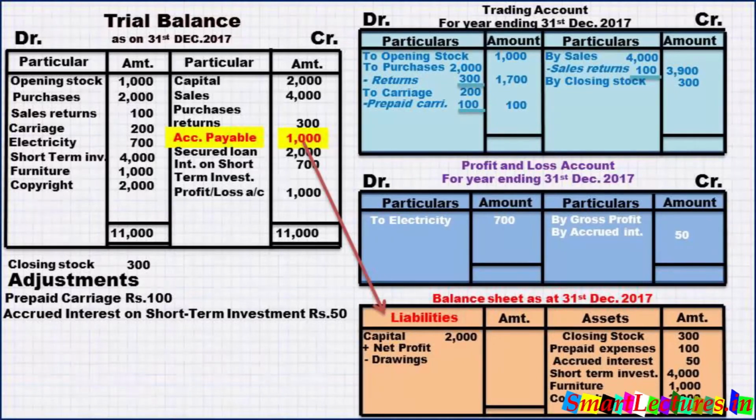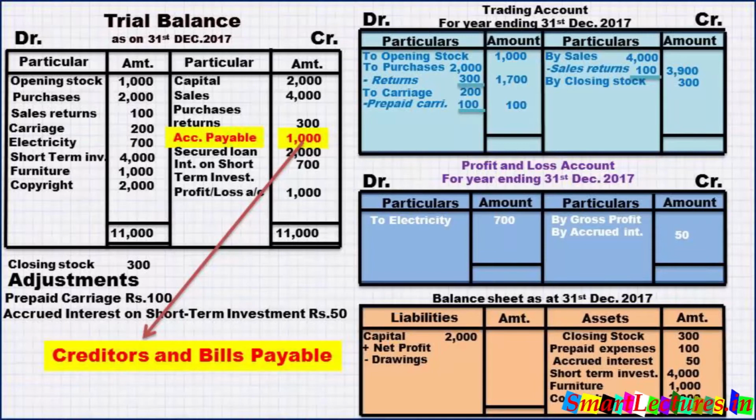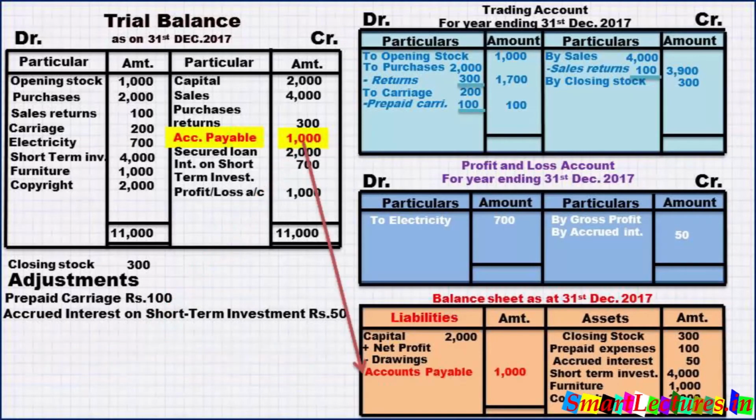Accounts payable 1000, this is a liability. Accounts payable includes creditors as well as bills payable, which means this is the total of creditors and bills payable, 1000. And then secured loan 2000, it will be taken to the credit side of the balance sheet. Secured loan means we have taken a loan from some party, maybe a bank or some other financial institute, 2000, and we have given them security against this loan. Maybe our building, maybe land, maybe furniture. Secured loan means when you take a loan and give some asset to the lender as security.